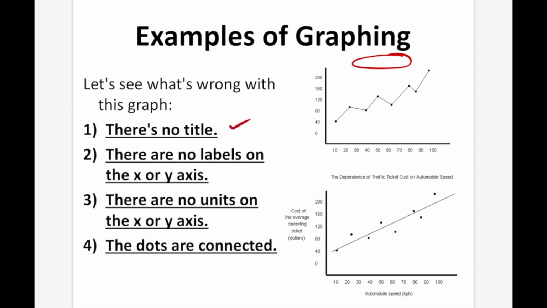There's no labels on the x or y axis. You can see there should be something here on the y and something over here on the x. Again, there's nothing. There's no units on the x or y. So again, we should have some kind of unit here, and there's not. And the dots are connected. What we want instead is this nice line of best fit that you can see right there.